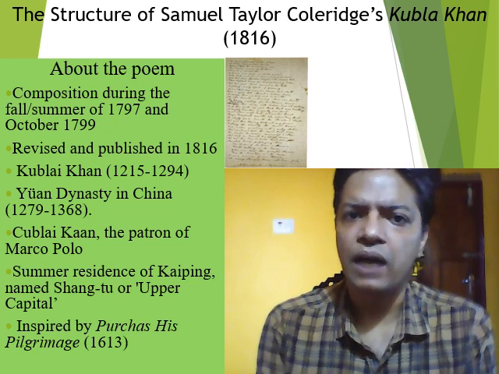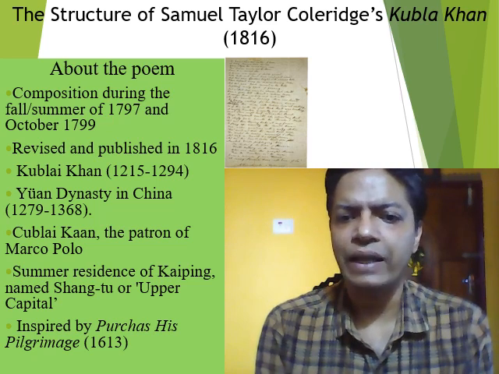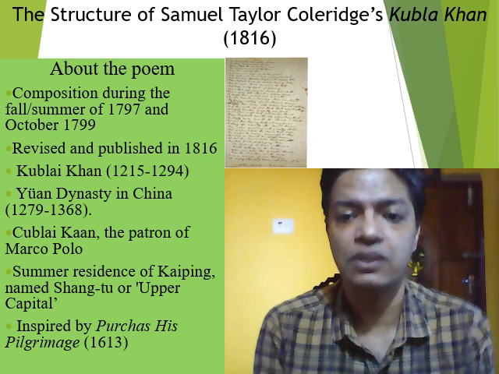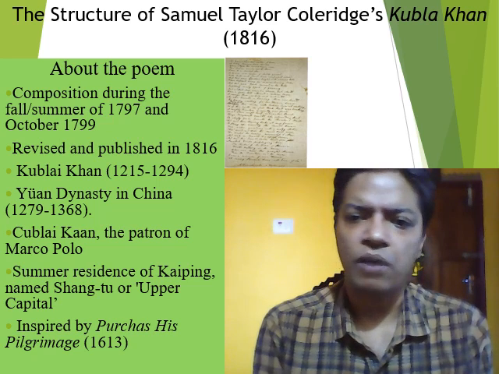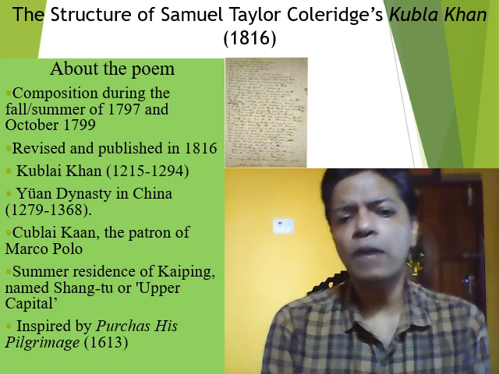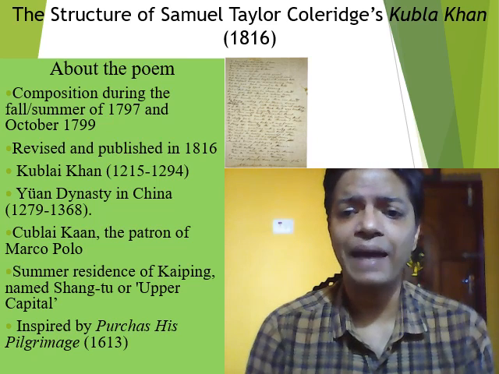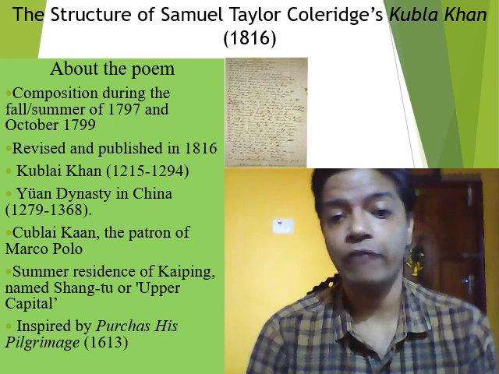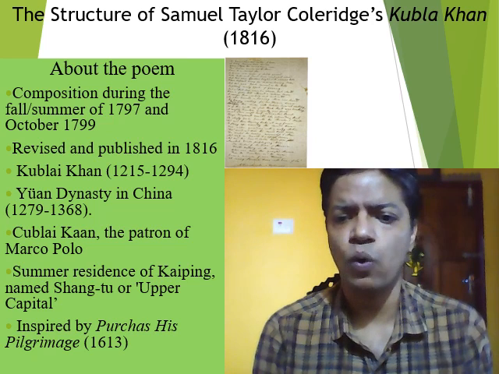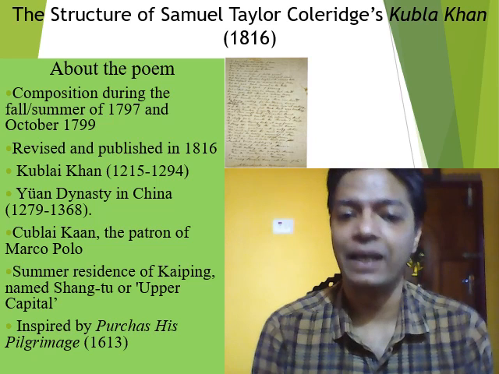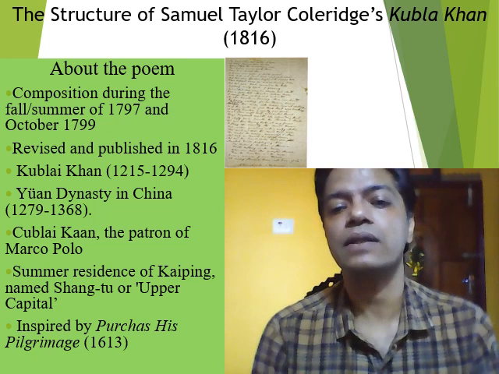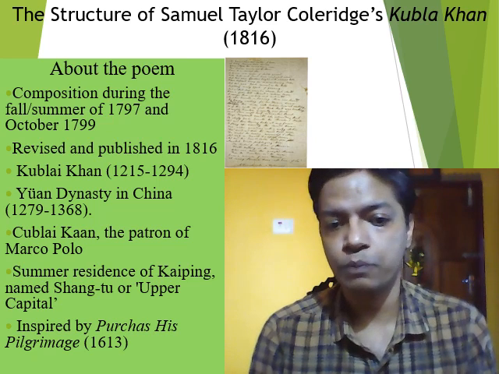As you know, Kublai Khan, from 1215 to 1294, was the fifth Mongol great Khan and the founder of the Yuan dynasty in China, which ruled from roughly 1279 to 1368. Kubla Khan is best known to the West as Kublai Khan of Marco Polo. Kublai founded what was intended to be his brother's new capital, but became in effect his own summer residence, the town of Kaiping. It later was named Shangtu, or Upper Capital, and was immortalized as Xanadu of Coleridge's poem.